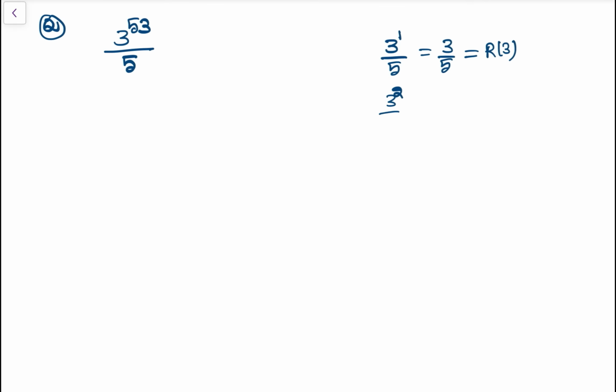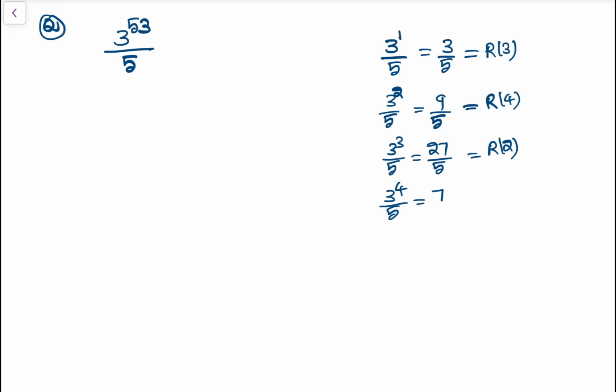Then 3 to the power 2 upon 5 that is 9 upon 5 is remainder 4. Then 3 to the power 3 upon 5 is 27 upon 5 that is remainder 2. 5 5s are 25 remainder 2. Then 3 to the power 4 upon 5, that is 3 to the power 4 is 81, right? 81 upon 5. So that is 5 20s are 80. So remainder 1.